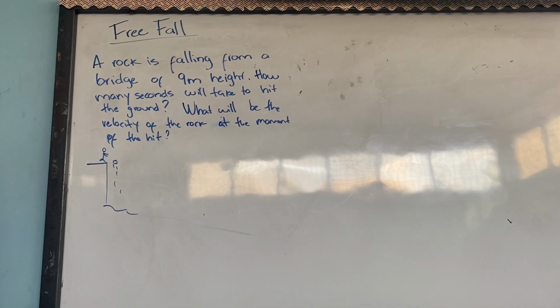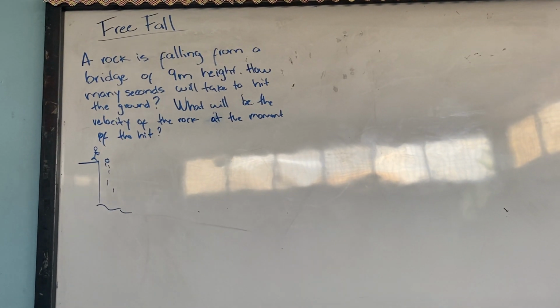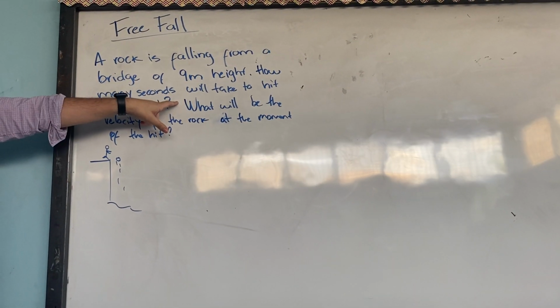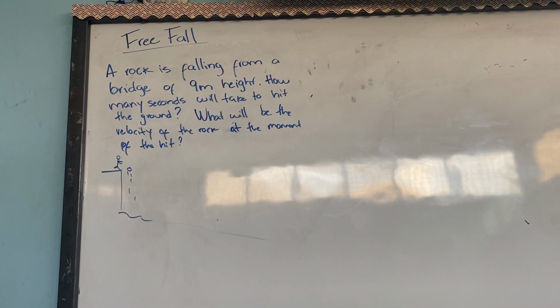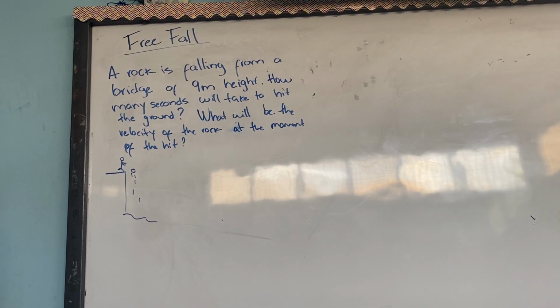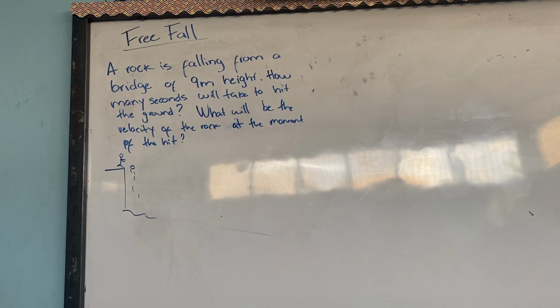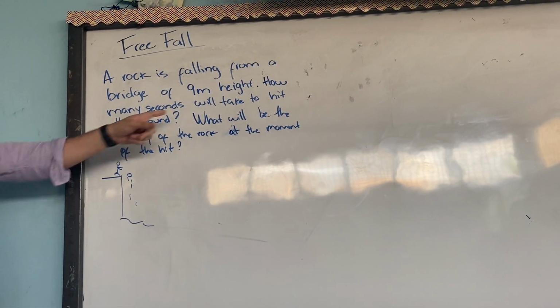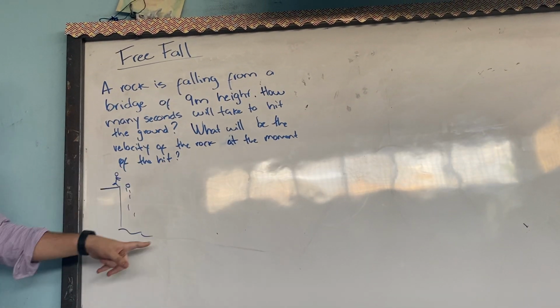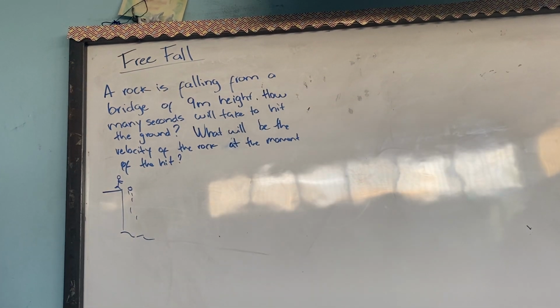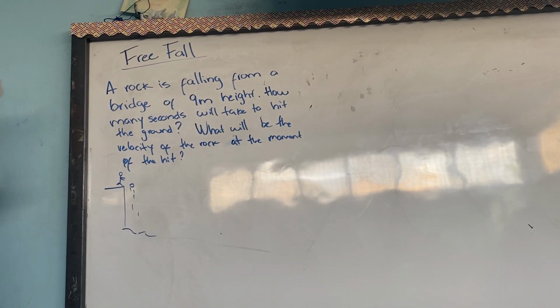How many seconds will it take to hit the ground, right? So when we're talking about seconds, we're talking about time, okay? Then the other question that we have is what will be the velocity of the rock at the moment of the hit? So we need to find two things, the time and the velocity at this point, right before the hit, or at the same moment of the hit, right?